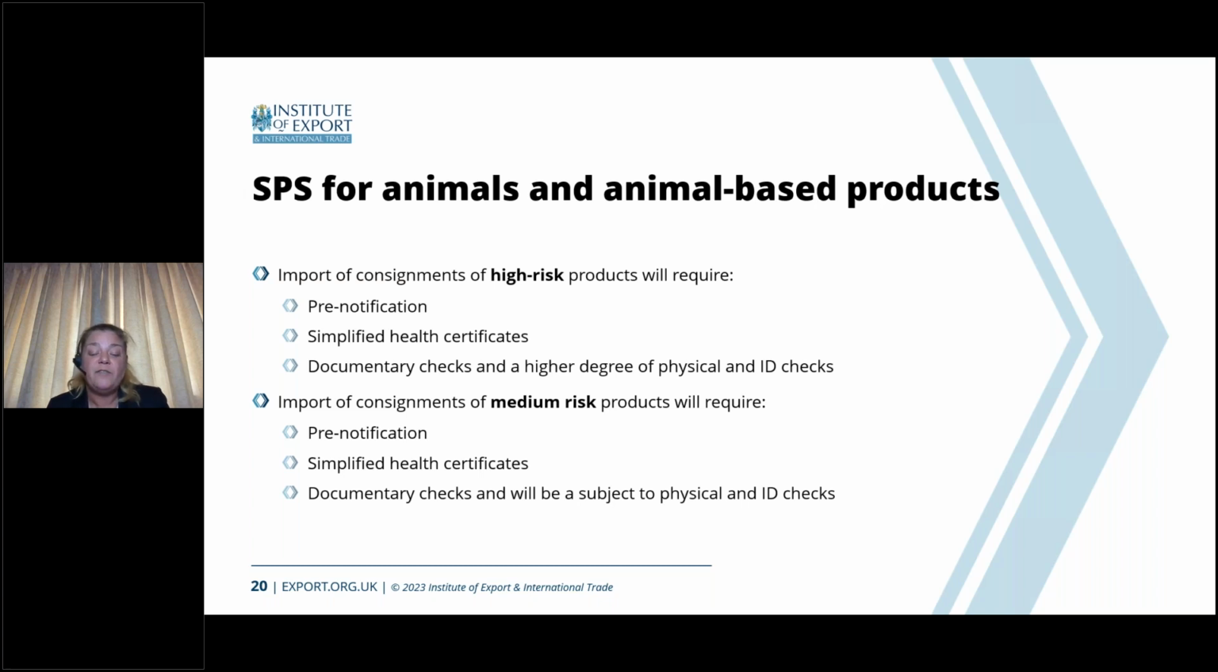So here what we've done is given you a quick visual aid for understanding exactly what is required for both the high and medium risk items for animal and animal-based products. As you can see there, there's pre-notification, simplified health certificates and documentary checks and a higher degree of physical ID checks within the high risk category. As you work your way down, there are less requirements. Within the medium risk, as you can see, the actual requirements sound the same, but there will be less risk of inspection or documentary checks required for medium risk goods. Next slide, please.